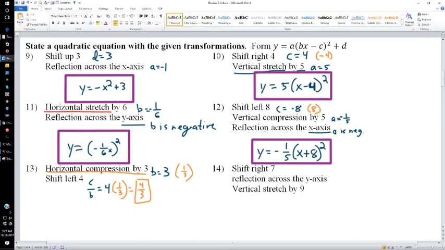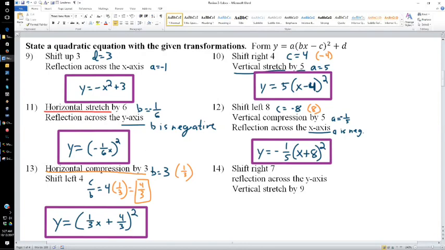Alright? So we've only got a c and a b, so everything is inside, so a b value of 1/3 and a c value of, it's left, so it's got to be positive 4/3. Squared. And that really is the hardest part about this, to go backwards, is when you have a b value and a c value.